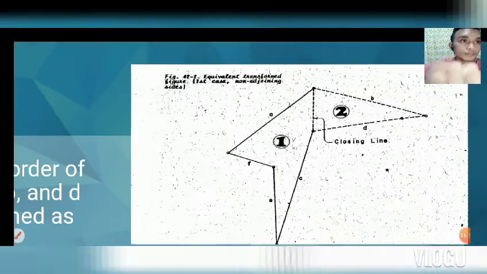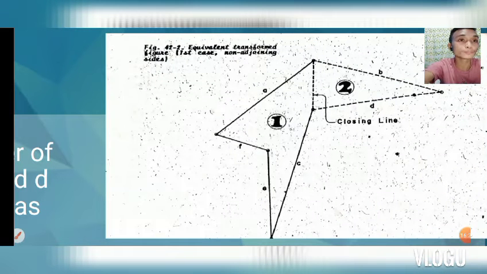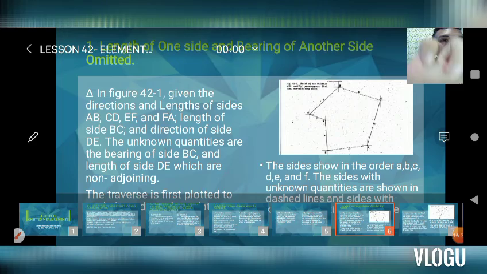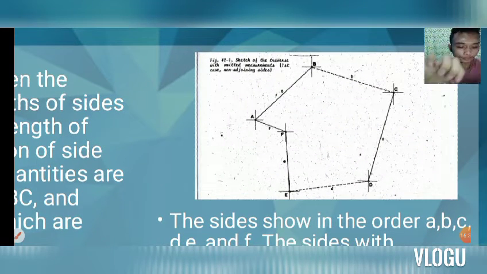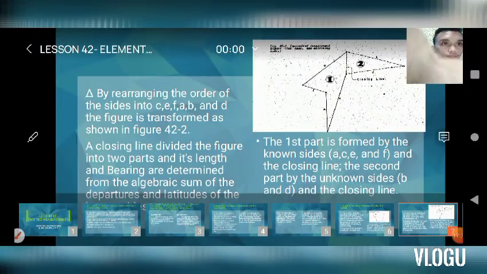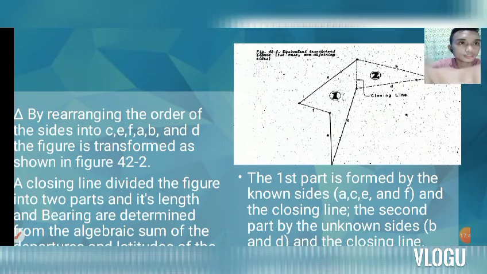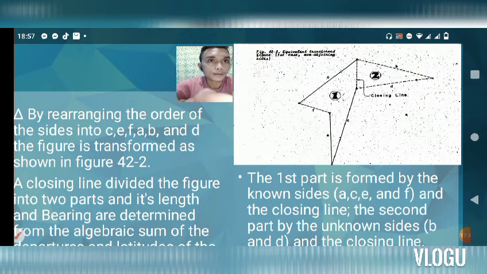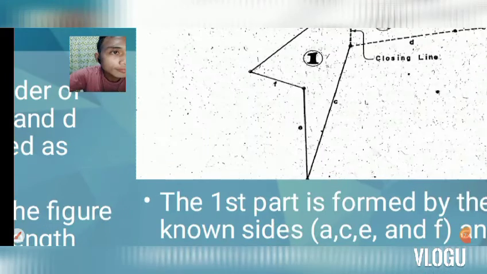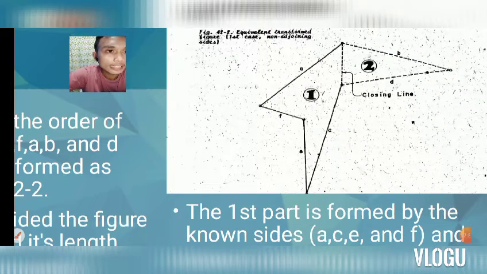So let us zoom in so we can see. Here, the broken lines from earlier, we joined them. This is from earlier. The first part is formed by the known sides A, C, E, and F. Here is A, C, E, and F. And these are B and D, the broken lines from earlier, which are our unknowns. So we join the sides here.